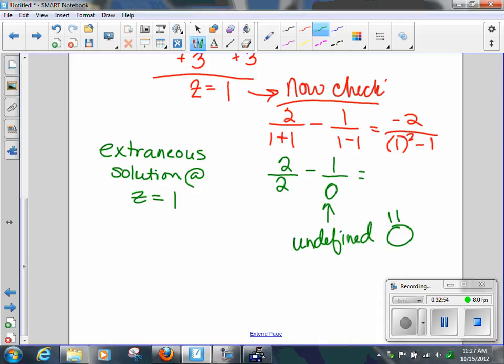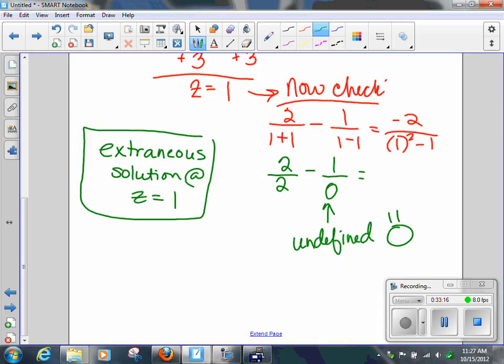Only way you would know that is if you checked it. And what if you got on a test or a quiz, z is equal to 1 and you circled it as your answer, what if it were multiple choice? Holy crap. What would you do then? You're done. You're wrong. Can't even give you partial credit for that.